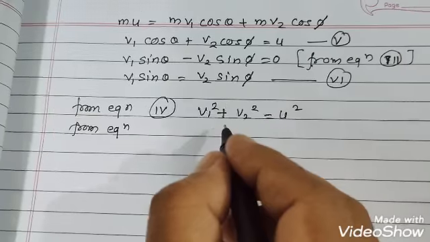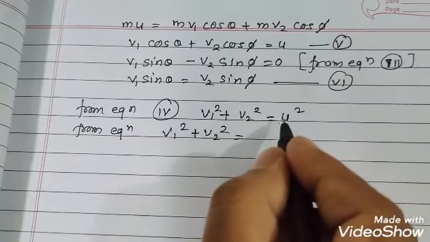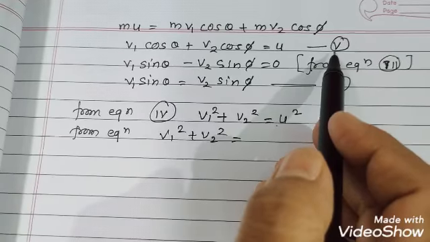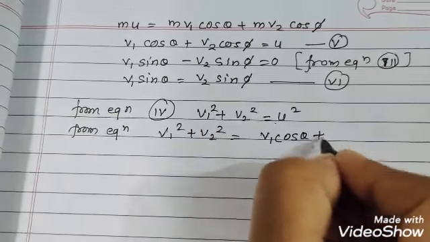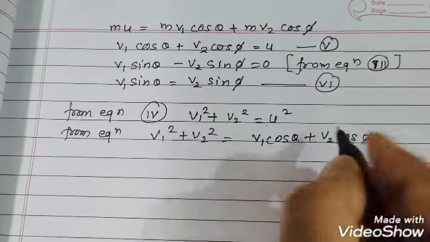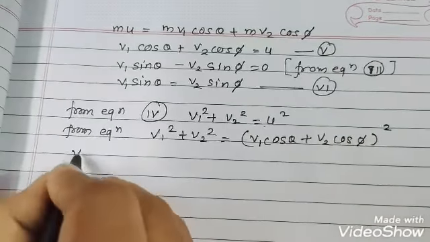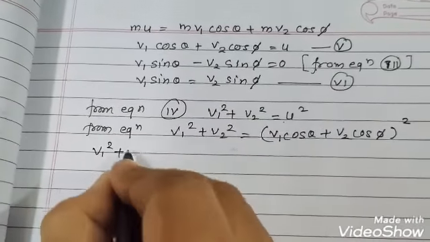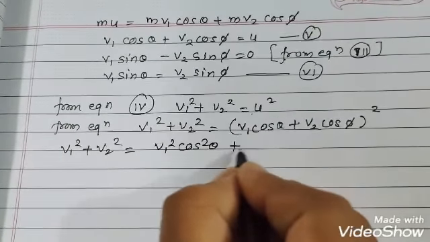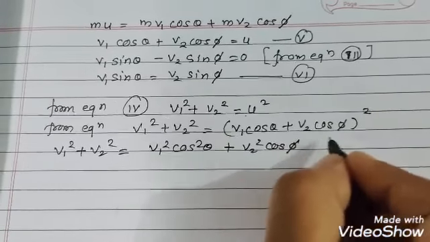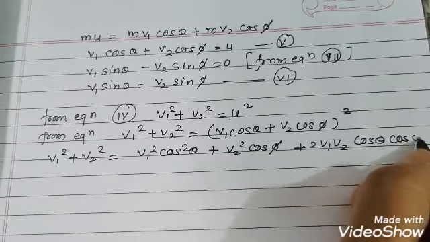So we can write v1 square plus v2 square, and this is u. The u is given by equation 5 and it is equal to v1 cos theta plus v2 cos phi. Because squaring is there, this is whole square. So v1 square plus v2 square is equal to v1 square cos square theta plus v2 square cos square phi plus 2v1 v2 cos theta cos phi.